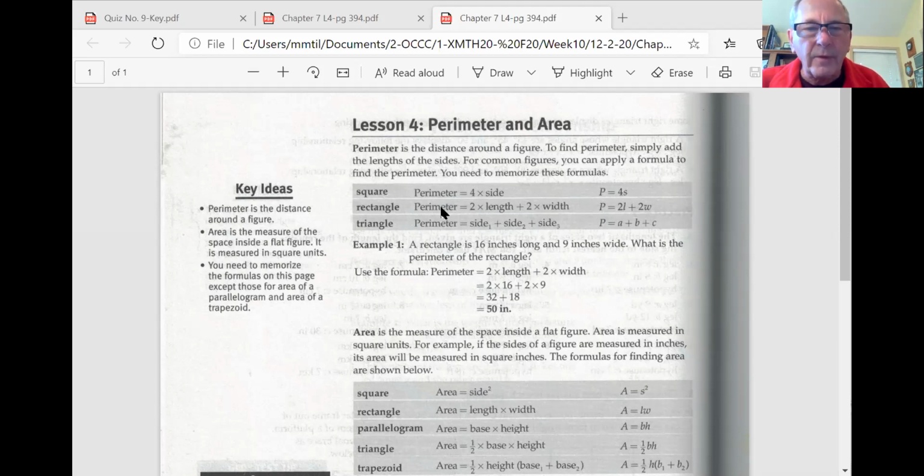A rectangle for the perimeter, you have a length and a width, so it's 2L plus 2W, okay? That would be a rectangle. A triangle has sides 1, 2, and 3, so it'd be A plus B plus C, okay? And they just give an example. Use the formula to find the perimeter of a rectangle. If you know what the length is and what the width is, 2 times the length plus 2 times the width, right?